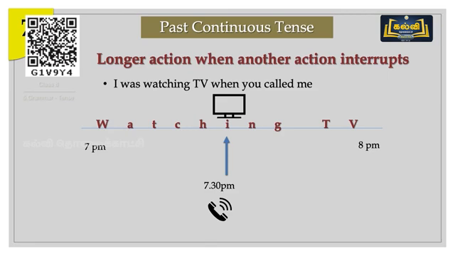So, the interrupting second action should be in simple past. The longer action should be in past continuous tense. Look at the form. When you are expressing a past continuous action while another action interrupts, you can express it in past continuous tense. The longer action should be in past continuous and the interrupting action should be in simple past.